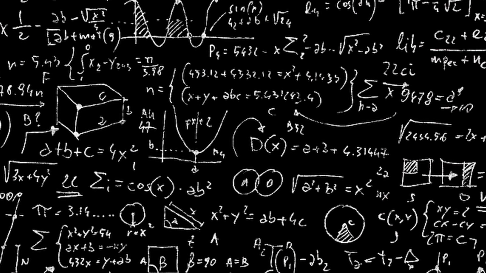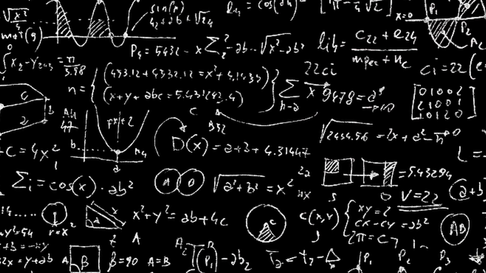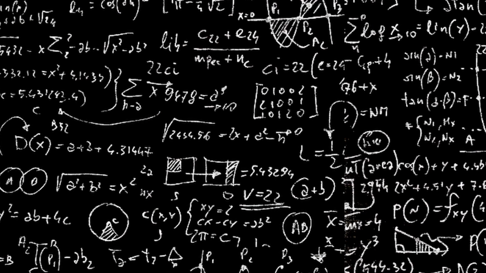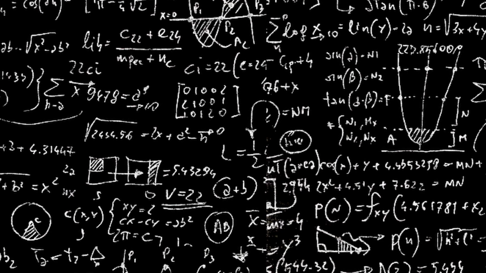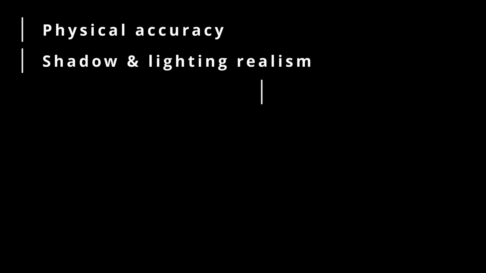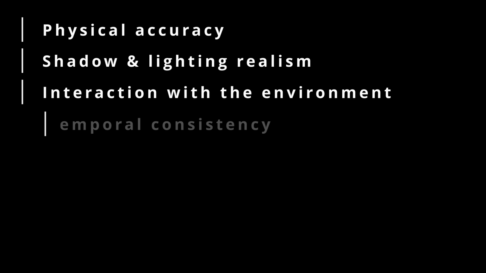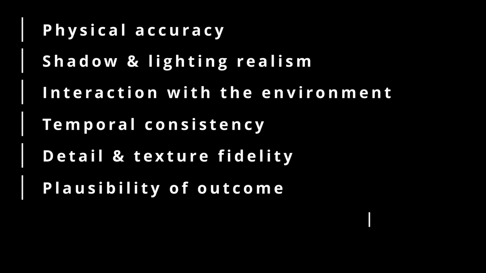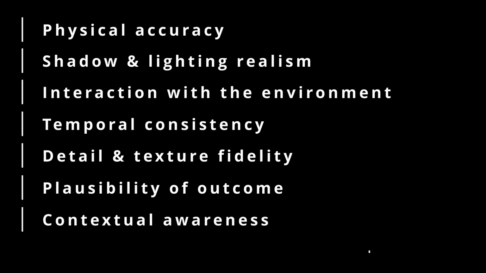Greetings. This is the second part in a series looking at how well physics is represented in AI-generated videos. Like last time, we're going to be evaluating each of the generated videos. The criteria we're going to look at include physical accuracy, shadow and lighting realism, interaction with the environment, temporal consistency, detail and texture fidelity, plausibility of outcome, contextual awareness, and perceptual realism. Each of these has some subheadings, and I'll be giving scores out of 5 for these.